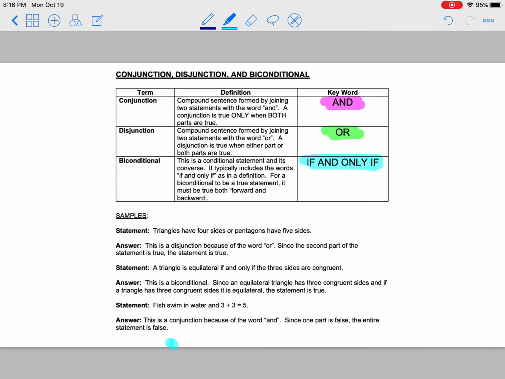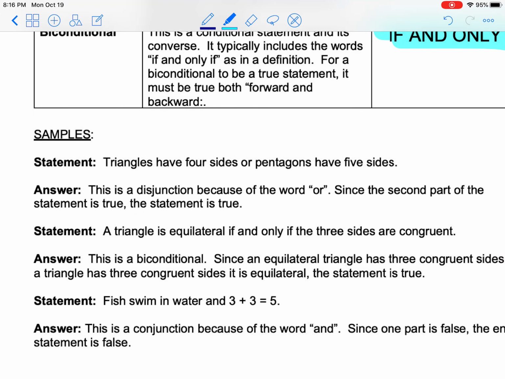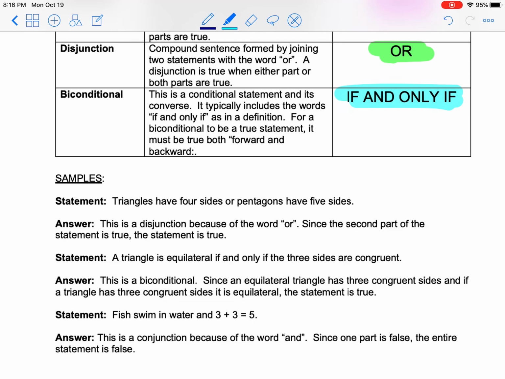So if you look at the first sample, I see triangles have 4 sides or pentagons have 5 sides. Well, the key word that I see here is or, making that a disjunction. And so this disjunction is true because the first part is false, but the second part is true. So a way I would do this, if it's or, I would say this is false, this is true, but because it's an or statement, as long as I have one true part, then the whole statement is true.